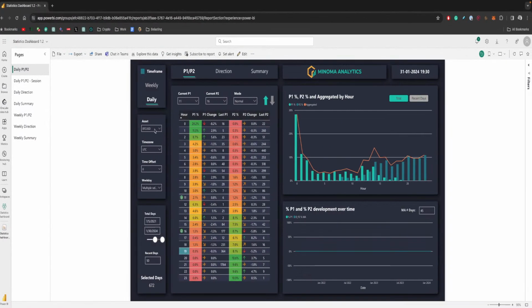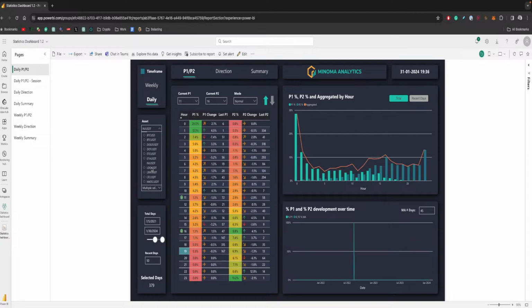So if we go to the dashboard, what we can do is Engine Coin. There are different coins where you can do the same for 1 a.m. to 2 p.m. So what you can do is set here the current P1 and the current P2. At this point in time, you can see that 1 a.m. has a 12.1% chance of being P1 and 2 p.m. has a 2.6% chance of being P1.